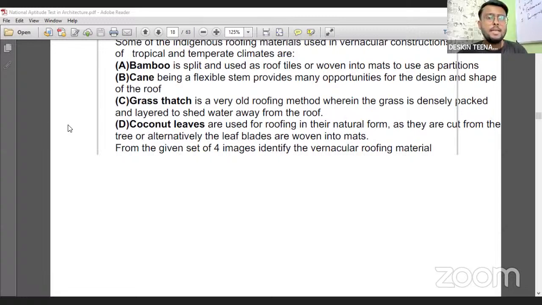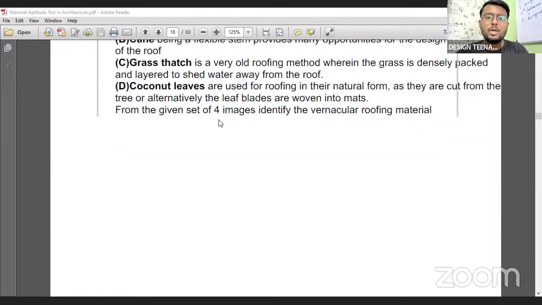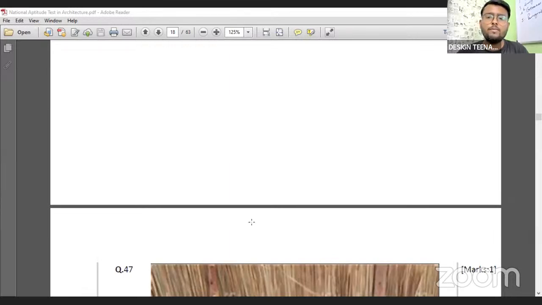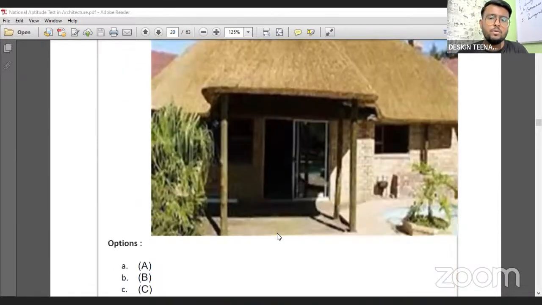So this grass is densely packed and it is away from the roof. This is what we are talking about as a grass thatch. And the other one is coconut leaves. So you can see these things are always visibly identifiable for you.